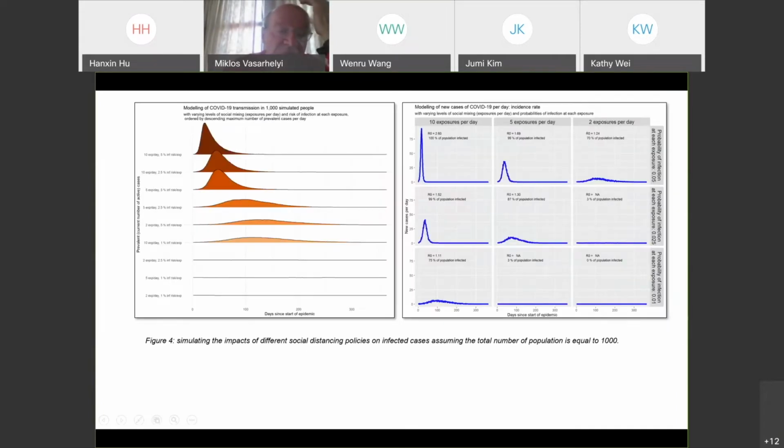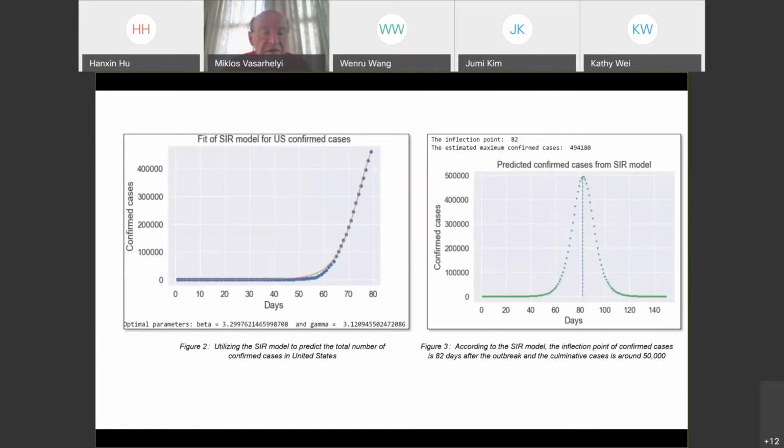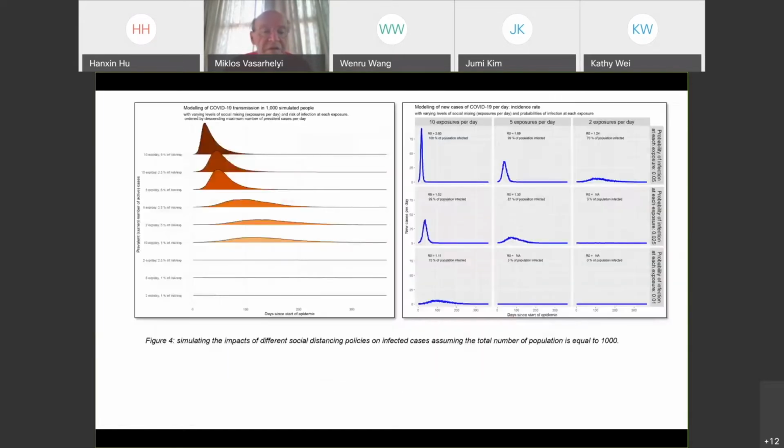And this graph, sorry to interrupt. Can I ask how does the SIR model work?